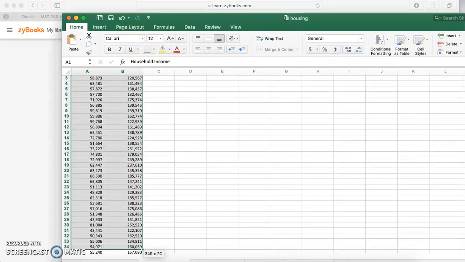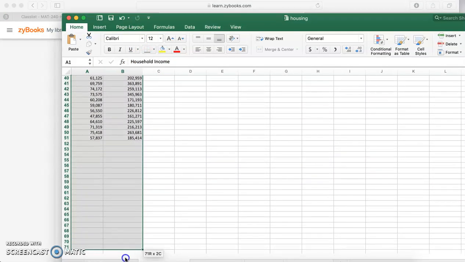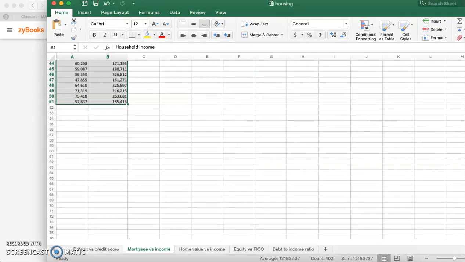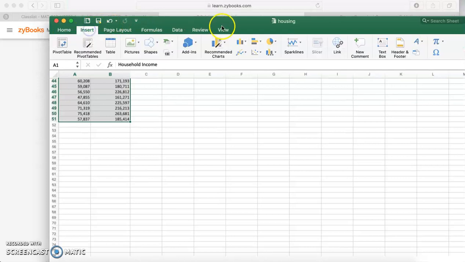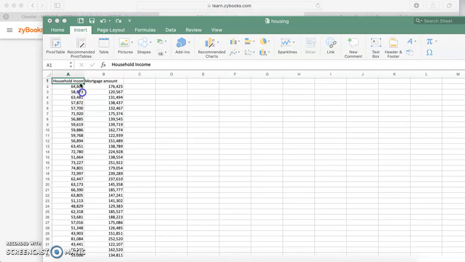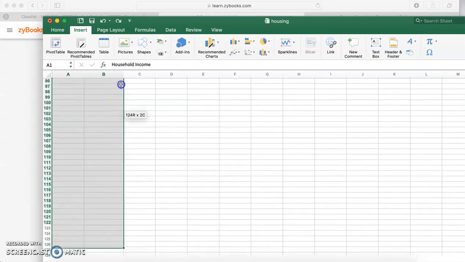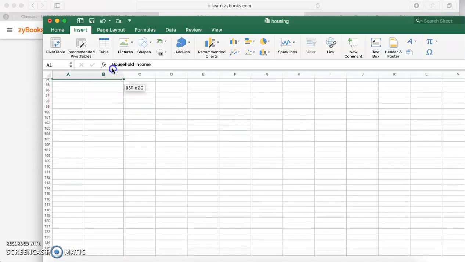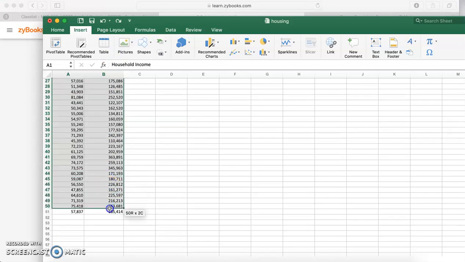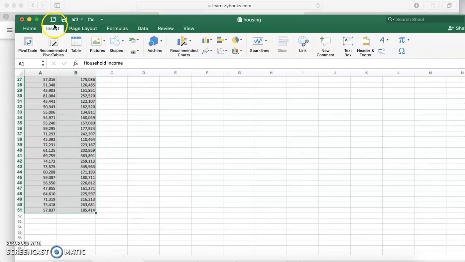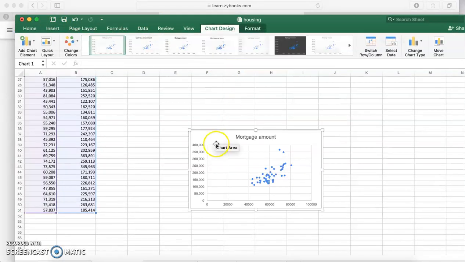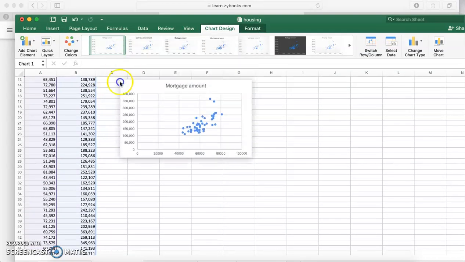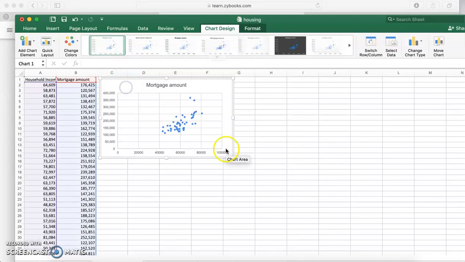So let's go ahead and highlight these. This is mortgage versus income. And we're going to go to insert. Don't mind my muttering when I make these mistakes. We're already on the insert tab, so we're going to drop down to scatter. Here we have our nice little scatter plot. Let's go ahead and move it up to the top just so we can see it with our variable names.